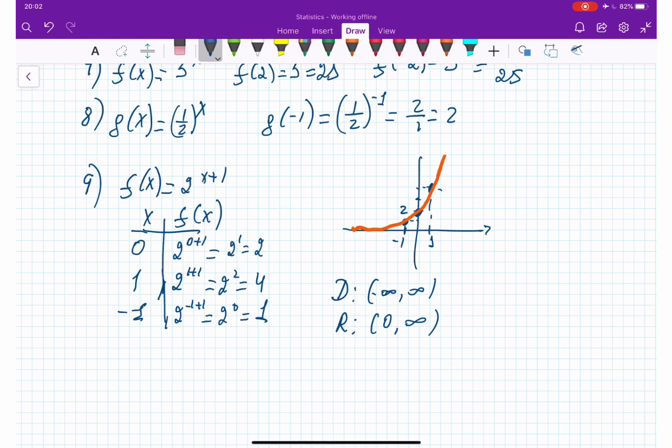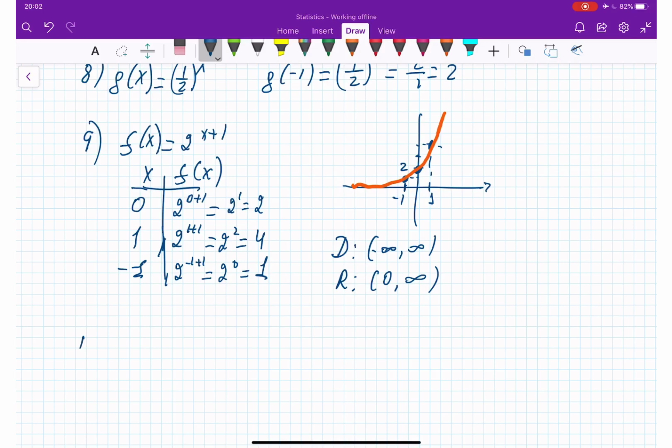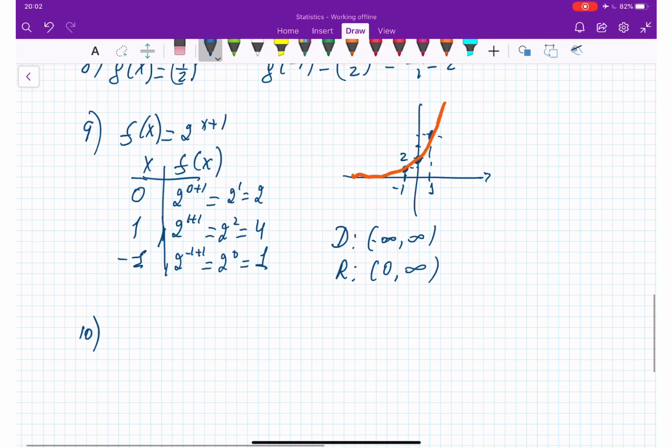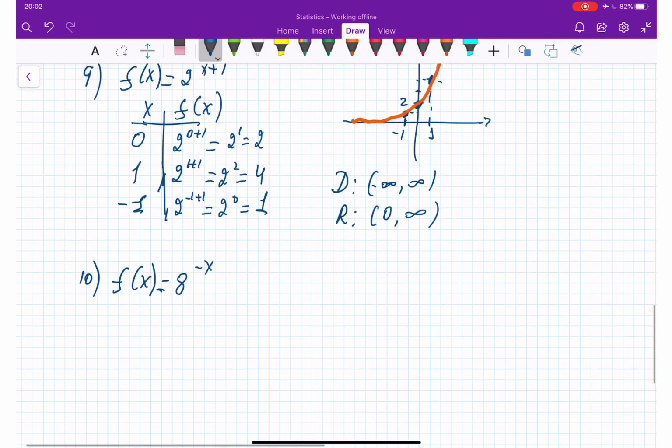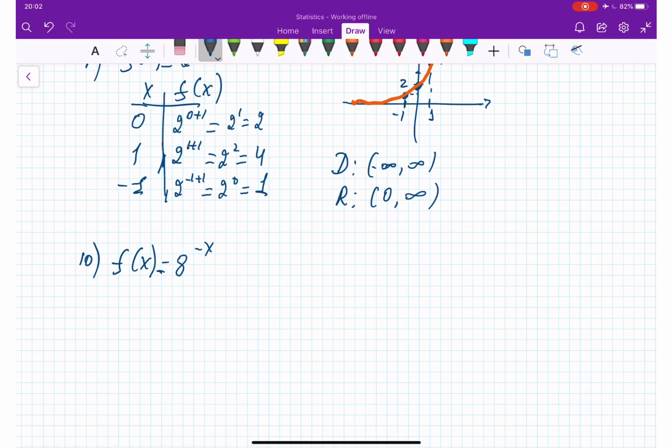Number 10. Graph the function f of x is equal to 8 to the power negative x. Okay, real quick. So, two ways. Once we build 8 to the power x and then flip it, or 8 to the power negative x is 1 over 8 to the power x. Yes? So let me go this way.